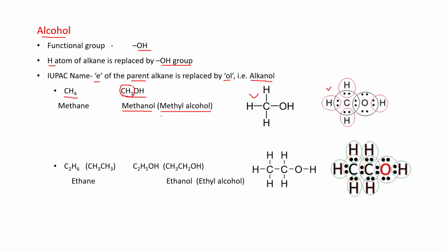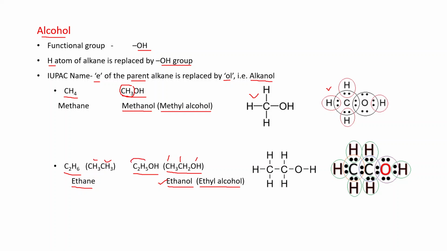Clear? Now the second member is C2H6, ethane. C2H6 may also be written as CH3CH3. If one of the hydrogen atoms is replaced by OH, then we will get C2H5OH. This may also be written as CH3CH2OH, and its IUPAC name is ethanol, because it has two carbon atoms linked by a single bond and the functional group is OH. That's why this is ethanol. In the common system, this is known as ethyl alcohol.